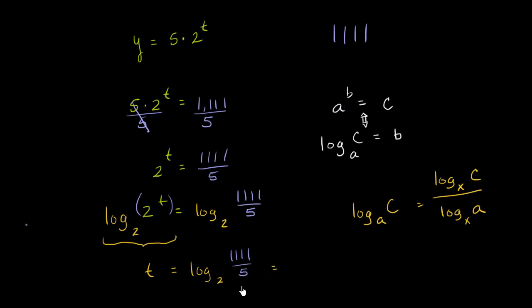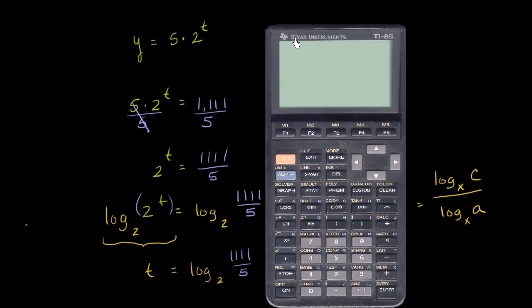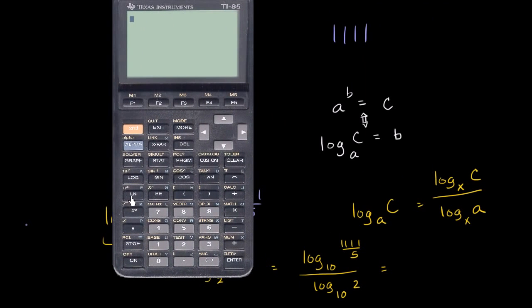So this is going to be the same thing as log base 10 of 1,111 over 5 over log base 10 of 2. So we can get our calculator out. And we could have done log base e if we wanted. That would have been natural log, but I'll just use the log button. So this is logarithm of 1,111 over 5. So that's this part right over here. This is log base 10 implicitly. That's what the log button is. Divided by log base 10 of 2.